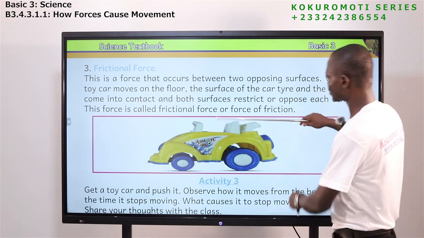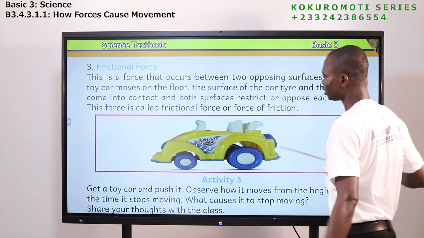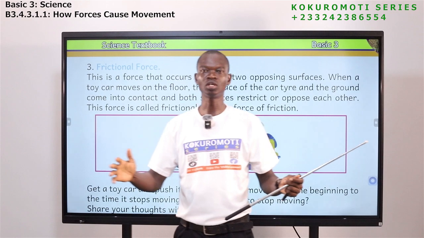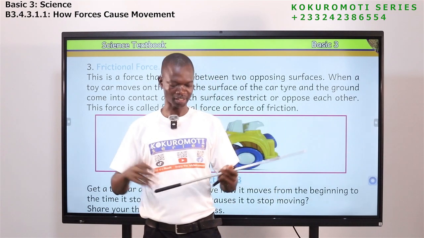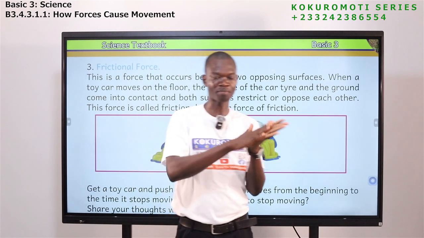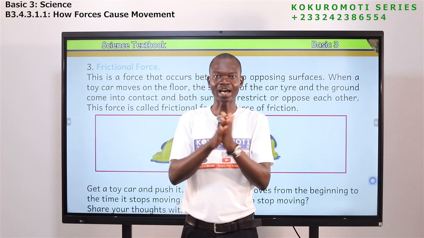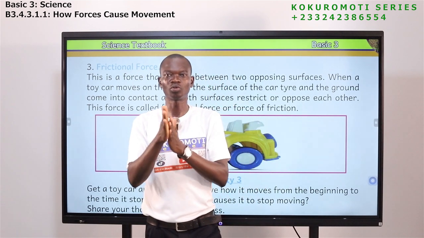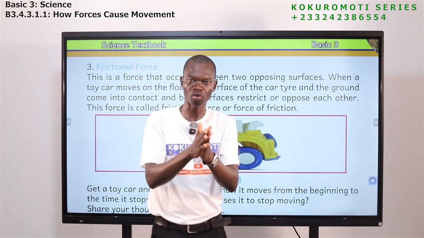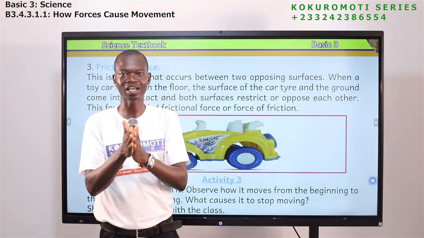So if you look at this car, this is a toy car. It moves on the floor. This type of force only happens between the surfaces of two objects. For example, this is my palm, one surface. This is my palm, another surface. If I put them together and one moves over the other, because the two surfaces have come into contact and one is moving over the other, we call the force that happens frictional force.